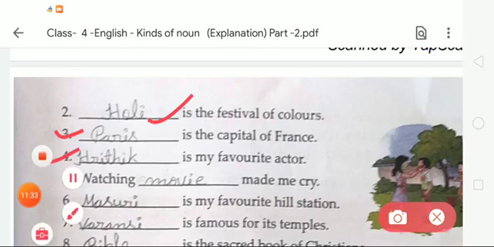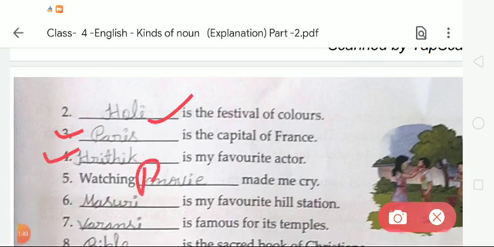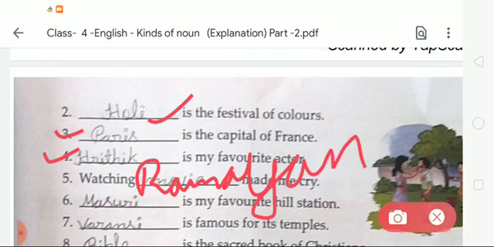Student, here we have to write a proper noun. So we have to note down the name. Watching Ramayan, we have to write here Ramayan. Watching Ramayan made me cry. Because we have to write a proper noun here, it means we have to write the word that begins with a capital letter. So, Ramayan: watching Ramayan made me cry. We do not write movie here.